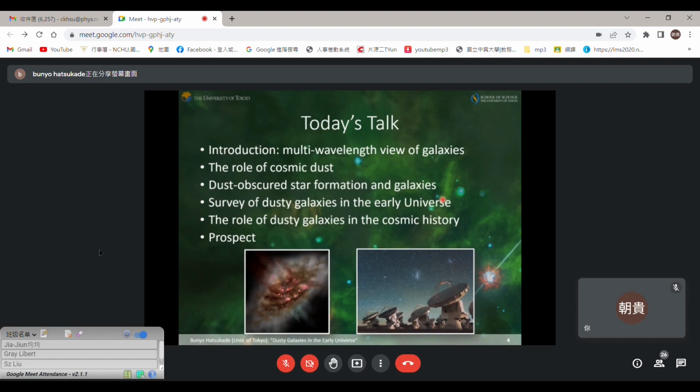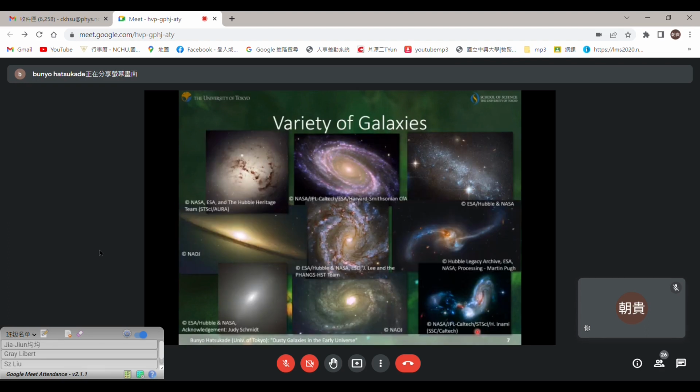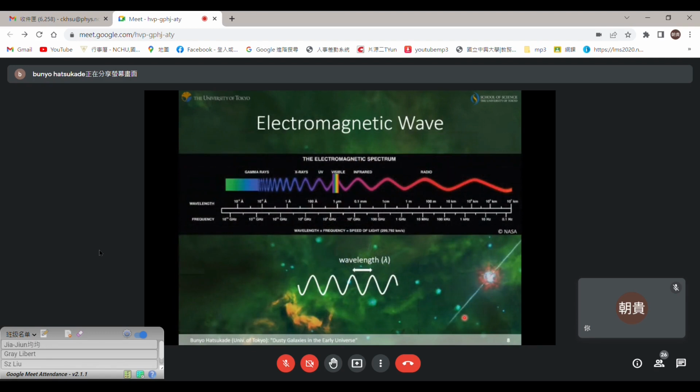And there exists dust in two or more galaxies. These are pictures taken at optical or near-infrared wavelengths, but objects such as stars or galaxies in the universe emit a wide range of electromagnetic waves. This is a schematic view of electromagnetic waves as a function of wavelength or frequency.